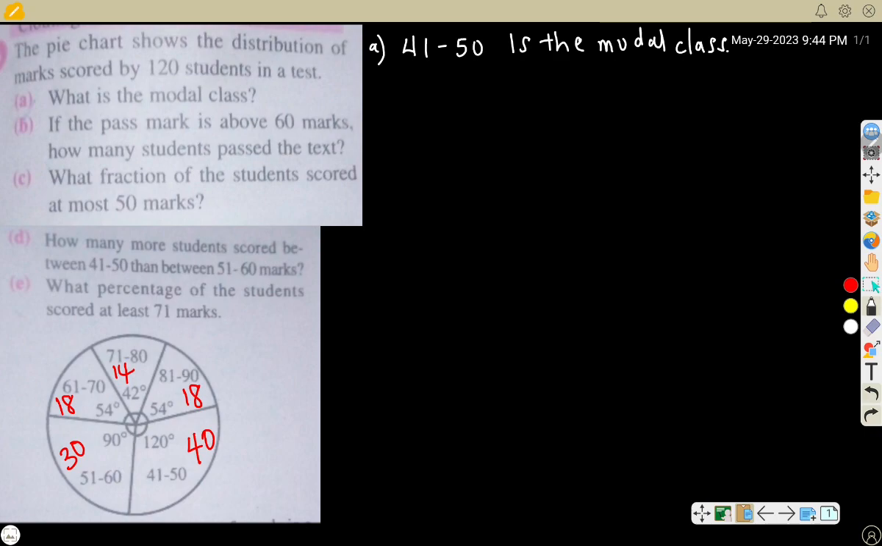Because it's likely to occur most frequently. You can see the highest number of students there is 40. So our mode is the most occurring frequency, so we have the highest. The modal class is between 41 to 50 marks. Those that scored 41 to 50 are more. So that is the modal class. Then B.